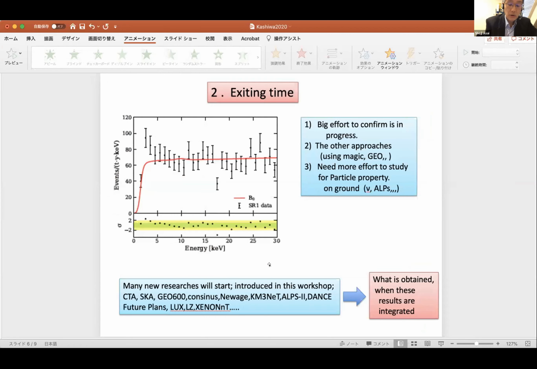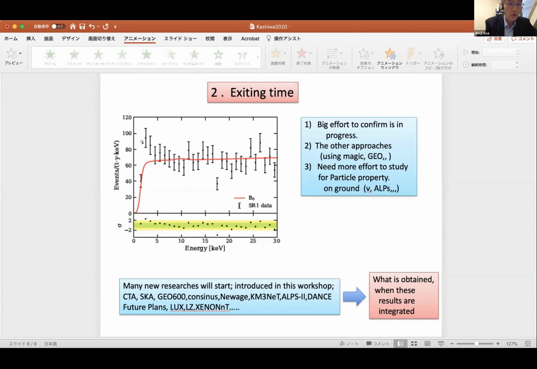So now we have exciting times. As you know, an exciting excess is observed in the XENON1T experiment. Exactly speaking, I'm not yet convinced, but it is very exciting now. A big effort to confirm this excess is in progress, as discussed in this workshop. Other approaches, for example using MAGIC and GEO, are also being performed now, so it is very exciting. But I think we need more effort to study the particle properties.